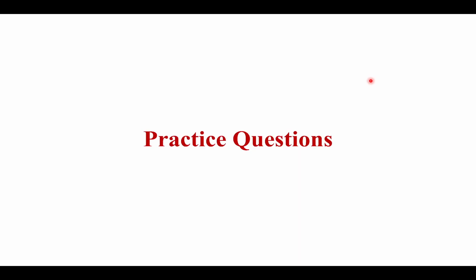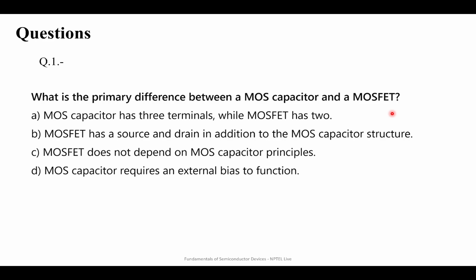Like always, I will be showing you MCQs about MOSFETs today, which will help you with understanding this concept. First question, what is the primary difference between a MOS capacitor and a MOSFET? MOS capacitor has three terminals while MOSFET has two. MOSFET has a source and drain in addition to the MOS capacitor structure. MOSFET does not depend on MOS capacitor principles. MOS capacitor requires an external bias to function.